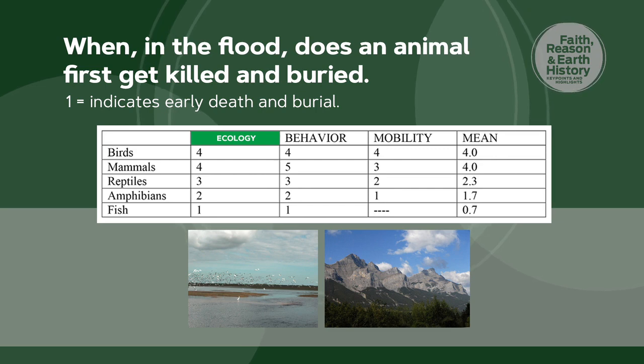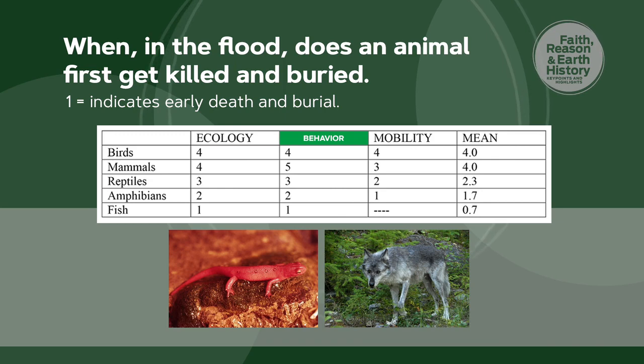One is ecology. We have here two ecological situations, creatures living down by the ocean and those living up in the mountains. Which one's going to get killed first in the flood? Well, certainly the one living in the ocean will get killed first before the one living up in the higher elevations. Now consider behavior. Of these two animals, which one will have behavior that's more likely to help it to survive longer in the flood?